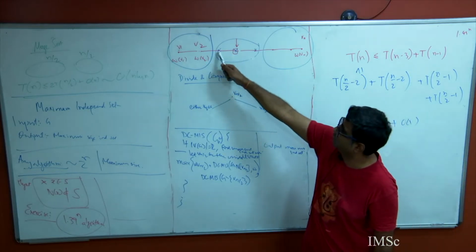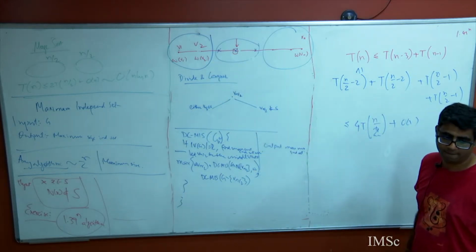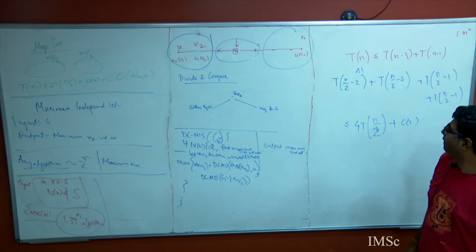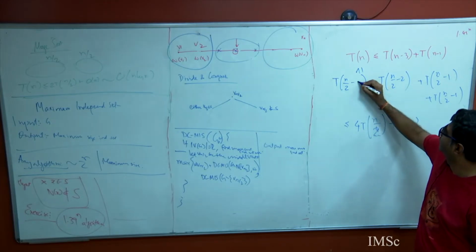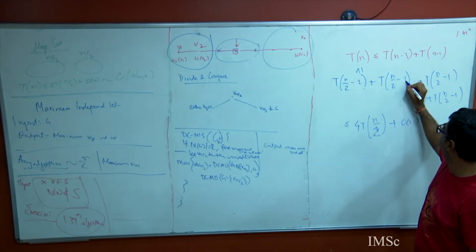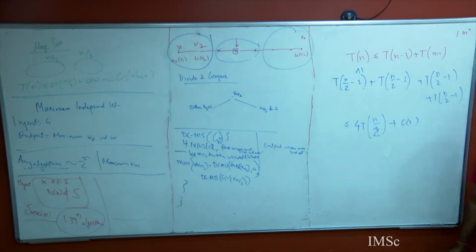Because there are 2 vertices we removed. Fine. It's okay. And what does this also? At least it solves to polynomial. Do you agree? This solves to polynomial? Are you sure that this solves to polynomial?